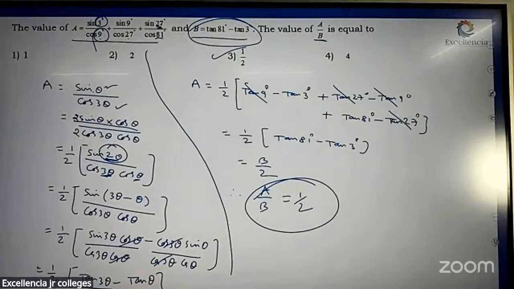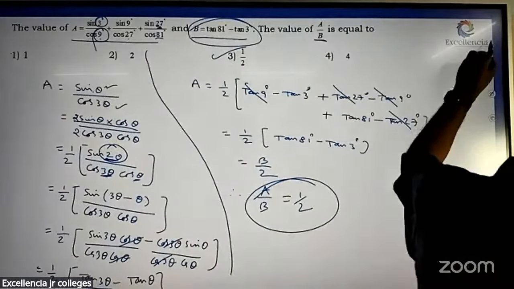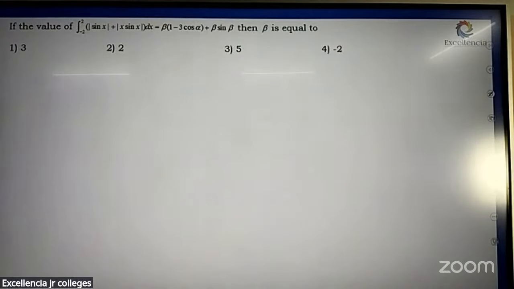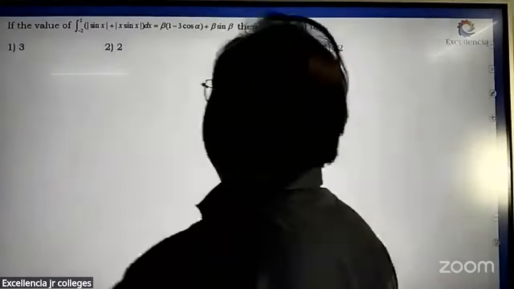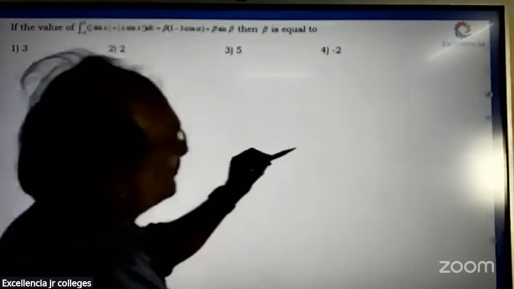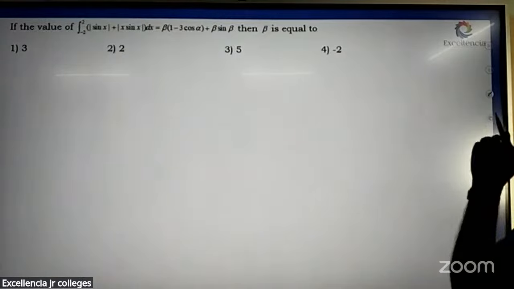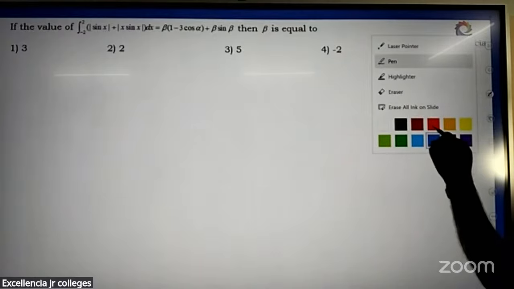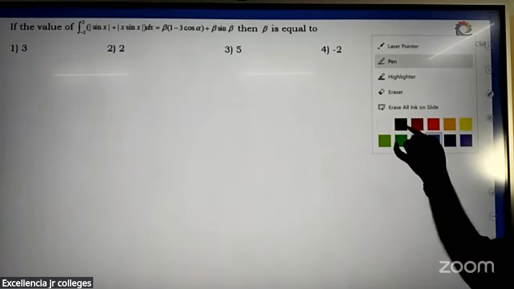Now let us move to the next question. That is the value of the integral from minus 2 to 2. This is a definite integrals question. Very, very interesting, simple question. But this also was given many times in examinations, and recently too. So I would like to take another color.